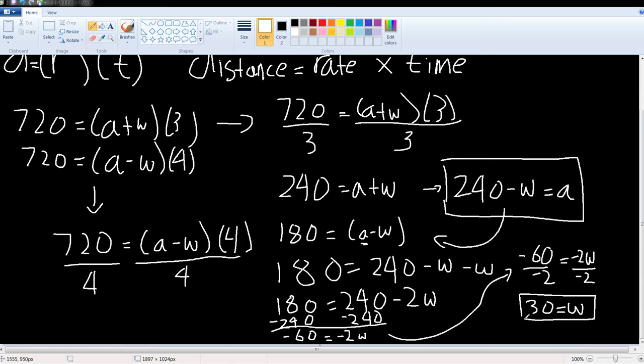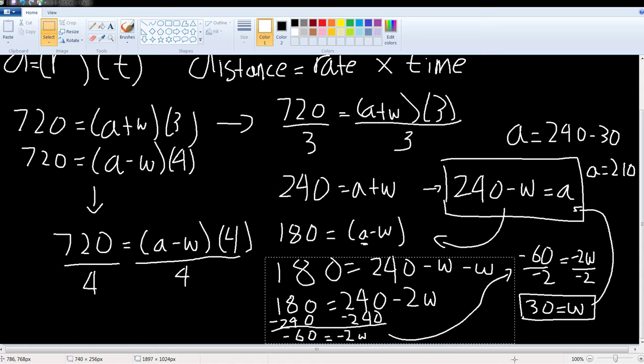So if you remember, w is the wind's speed. So if we plug this back into this equation, where a is equal to 240 minus w, I get a is equal to 240 minus 30. A is equal to 210. So in other words, we have wind speed is equal to 30 miles per hour, and then airplane speed is 210 miles per hour.